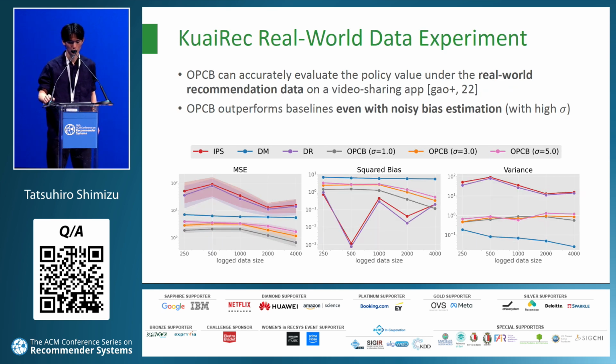We have also conducted a real-world data experiment on the quiz recommendation data on a video sharing app, and we have also seen that our estimator can evaluate the policy most accurately for the real-world data, which ensures the real-world applicability of our estimator. And we also have seen that the OPCB is robust to the noisy bias estimation, which ensures the data-driven optimization of the main actions.